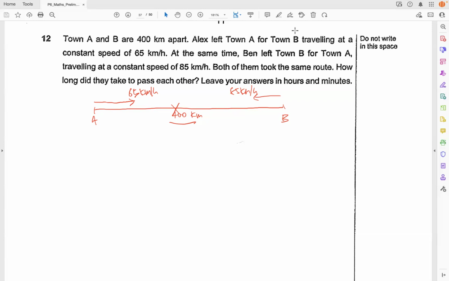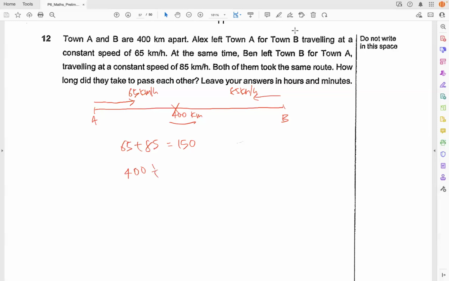Now, remember, I told you earlier when they're traveling towards each other or away from each other, we look at total distance per unit time. So the total distance per hour, in this case we say hour because the speed unit is kilometers per hour. So the total distance they traveled in 1 hour is 65 for Alex, plus 85 kilometers per hour by Ben. So altogether is 150 kilometers. So every hour they travel 150 kilometers altogether, or 150 kilometers closer to each other, right?